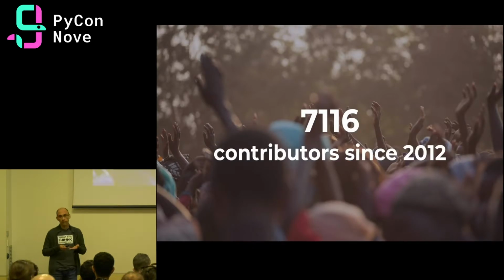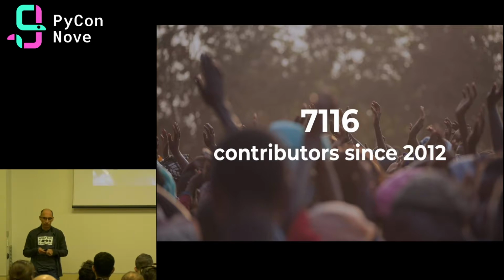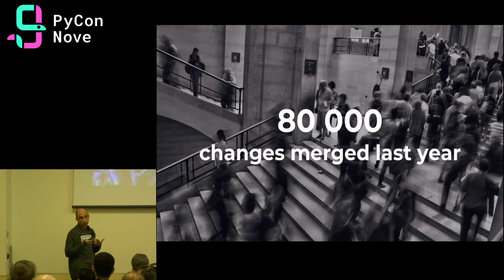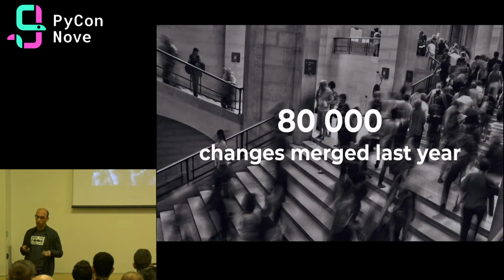We have more than 7,000 contributors to OpenStack since 2012, when we actually started counting. And over the past year, more than 2,500 were still active. So it's still a pretty massive amount of people being involved. It's also a very active project. So 80,000 changes merged per year over the last year.